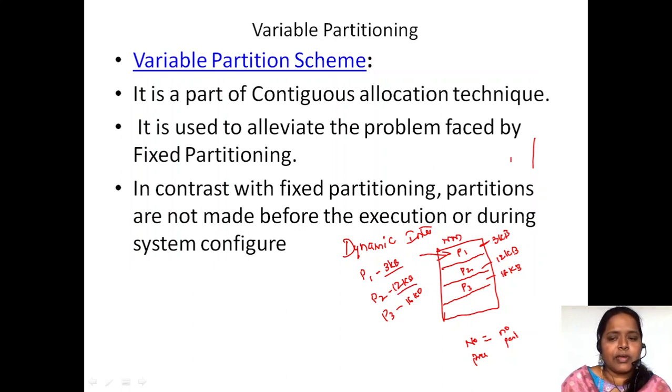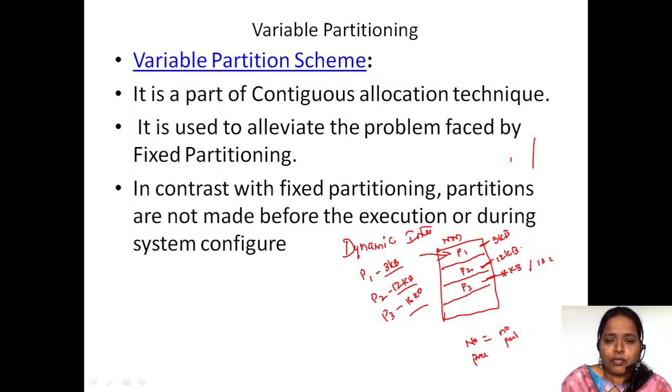P2 needs 12 KB, in the sense we are giving 12 KB only. P3 needs 16 KB, in the sense we are allocating 16 KB only. We are not allocating 18 KB or 20 KB like that. How much memory the process requires, that much amount of memory only we are allocating. So here we are totally removing the internal fragmentation.